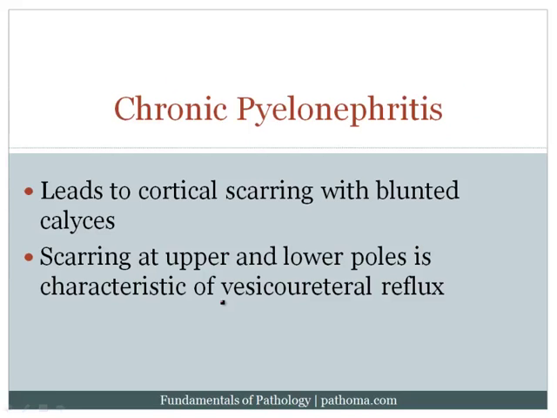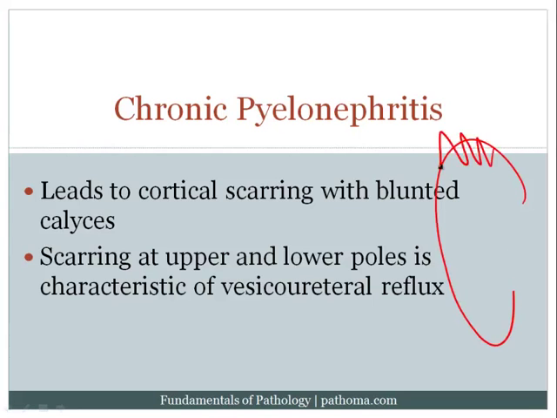Now, on gross exam, in chronic pyelonephritis, the kidneys will show cortical scarring and blunted calyces. Now, one of the characteristic patterns of scarring is when you have scarring at the upper pole and lower pole, and that's characteristic of VUR.